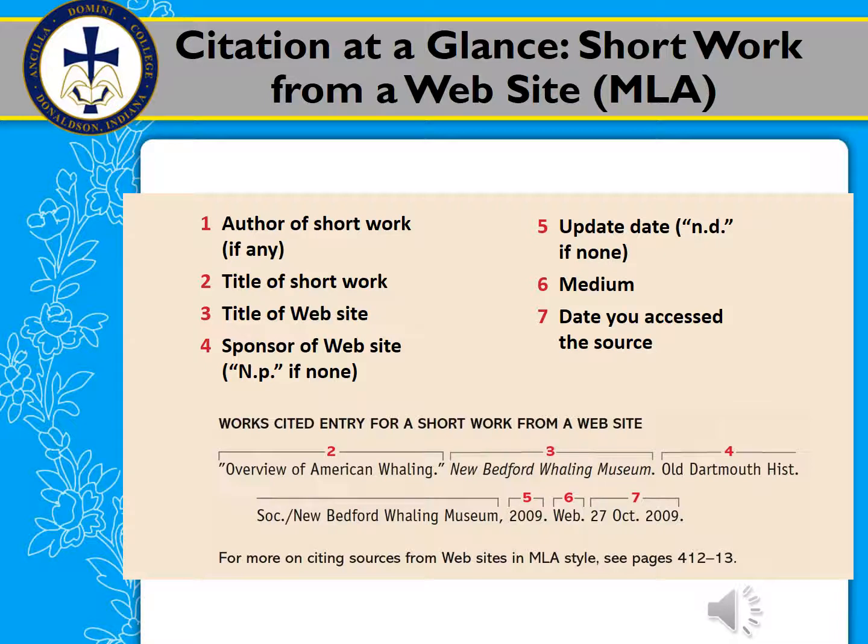And then after that, we have a comma 2009. That's the update date. And if we can't find that, we would put N and D, but they found it here, so they used it. Then number 6, the medium is the web, as we said. And then number 7, the date you access the source. You always want to put that at the end and make sure that you have the day first, so 27, and then the month, and then the year. That's a way of formatting that makes it a little easier for researchers.